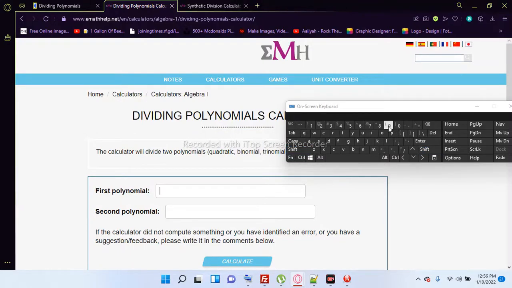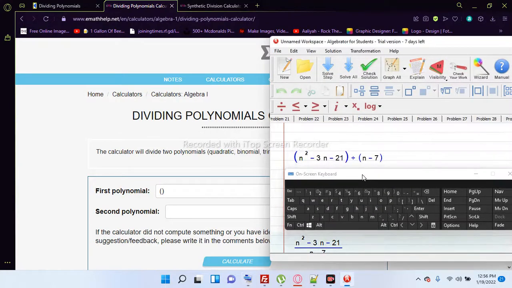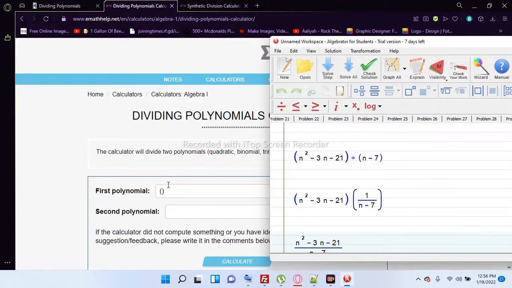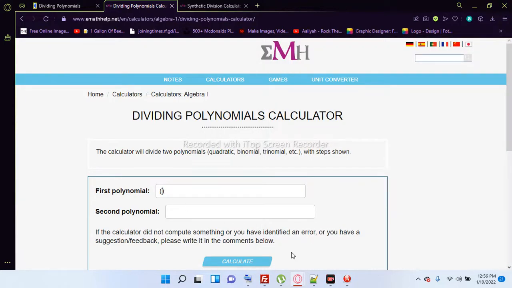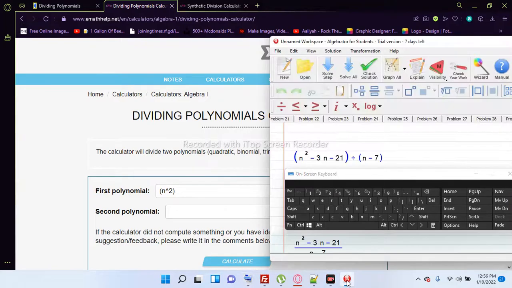Shift, parentheses, shift, parentheses, okay? Inside of it. And what does it say here? N squared minus 3n minus 21. N squared minus 3n minus 21. Minus.